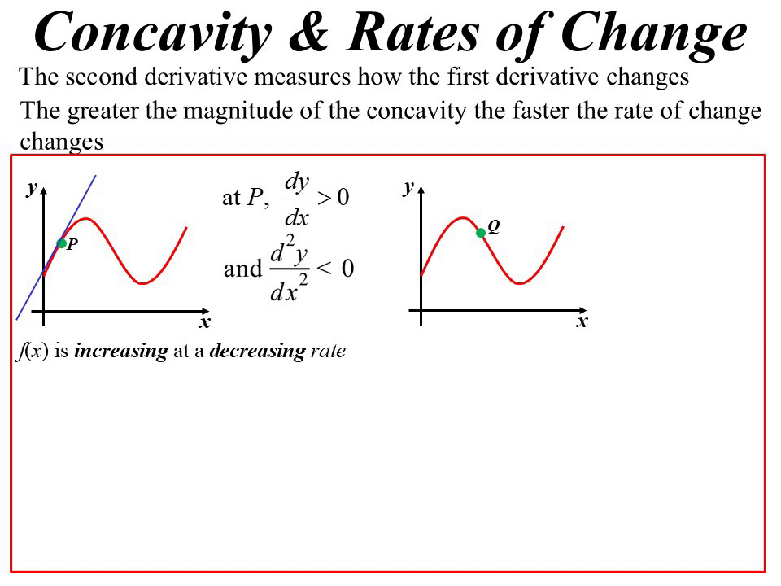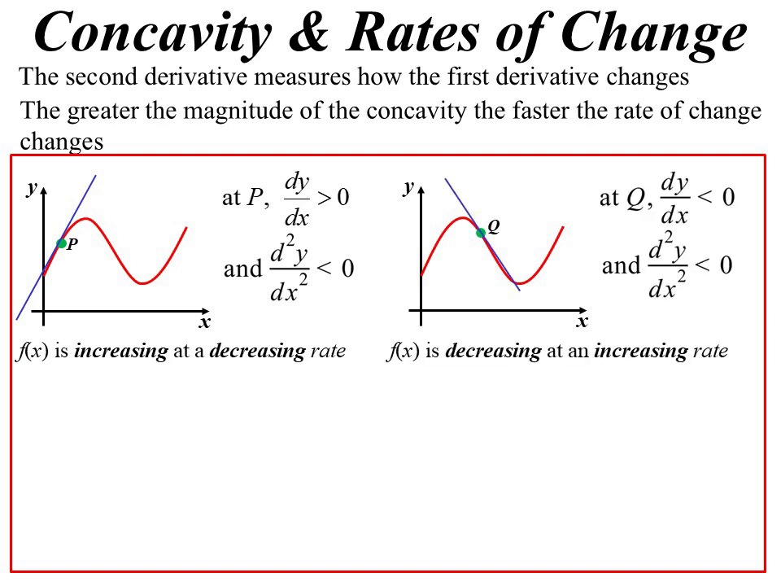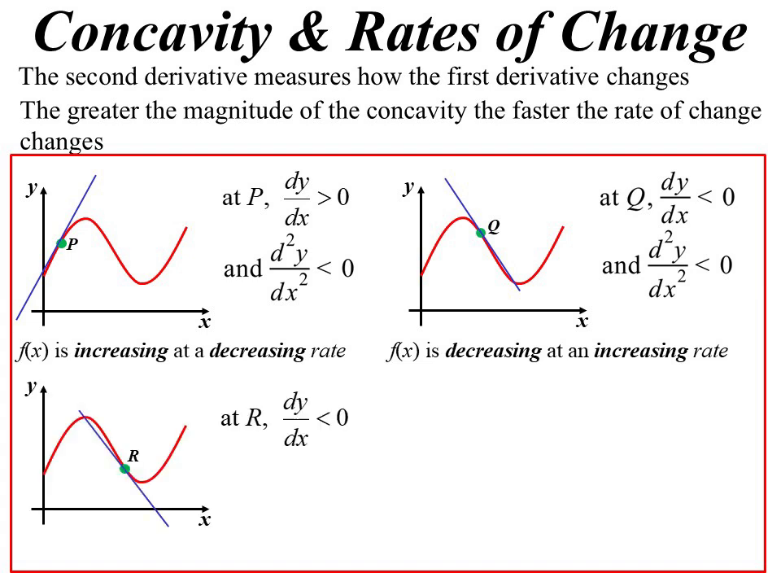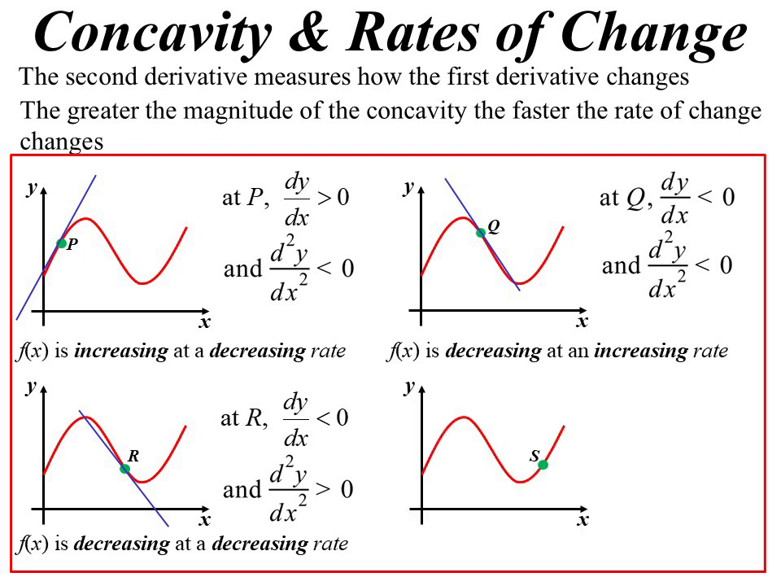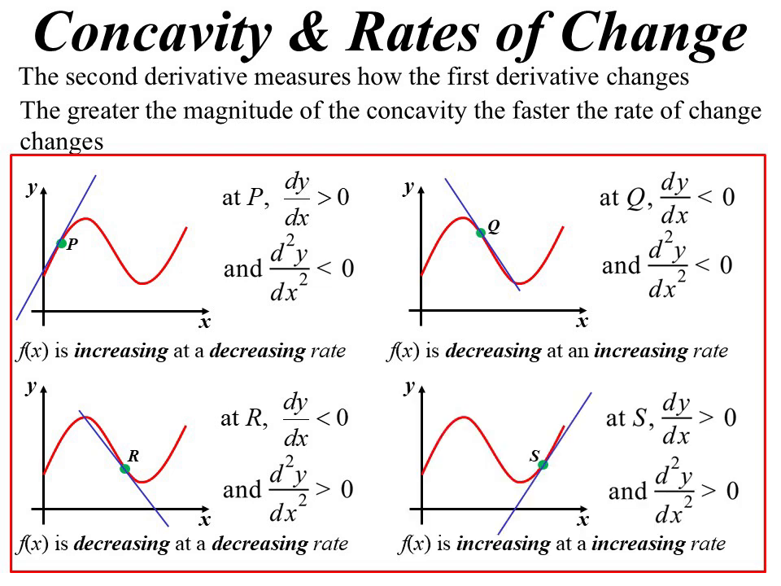Whereas this one here is decreasing, but at an increasing rate because now velocity and acceleration are in the same direction. This case would be one where it's still decreasing, but now at a decreasing rate because now acceleration and velocity are in opposite directions. And the last case there would be the one where it's increasing at an increasing rate because they're in the same direction. So that's the same idea.